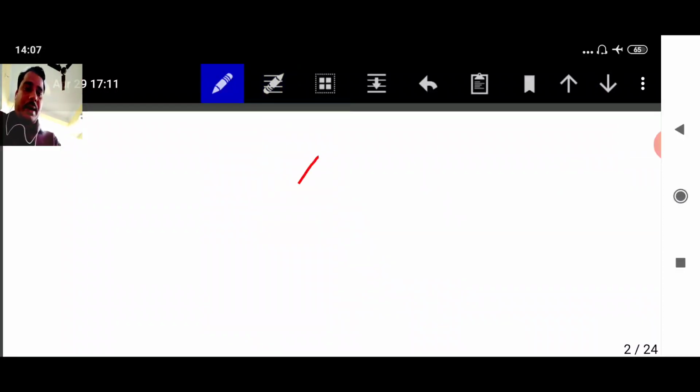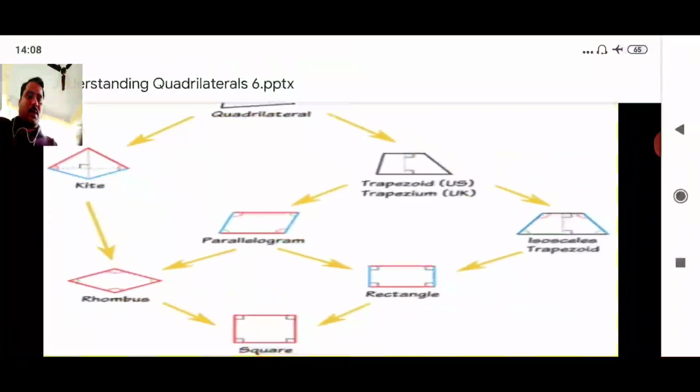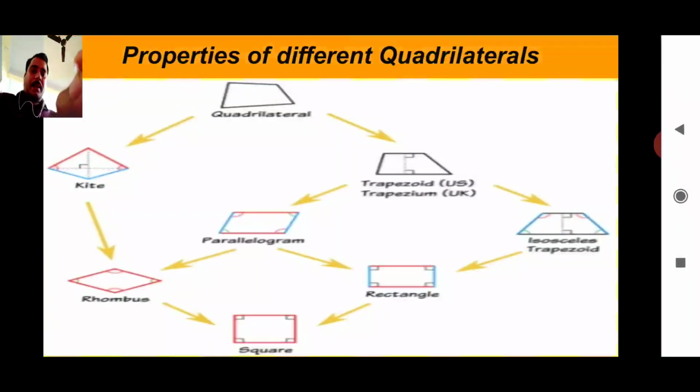If we draw a kite, we see here this line equals this line and this line equals this line, meaning adjacent sides are equal. You can see here both pairs of adjacent sides are equal, and the diagonals bisect perpendicularly.